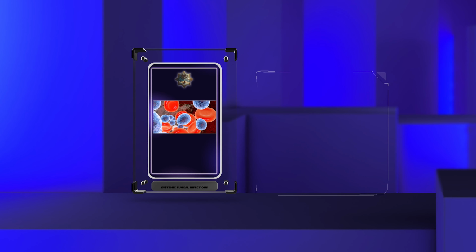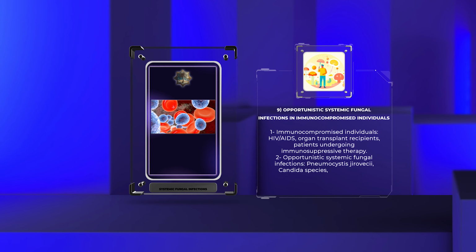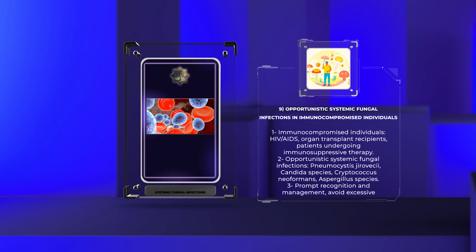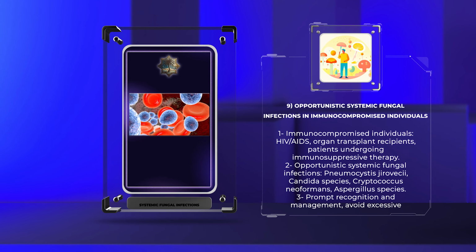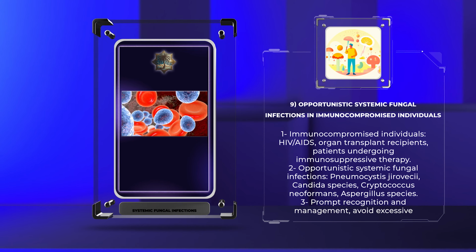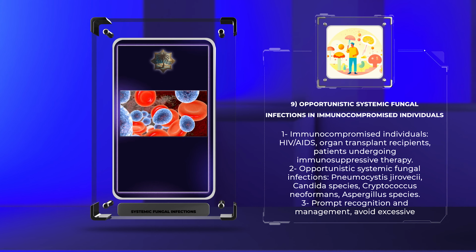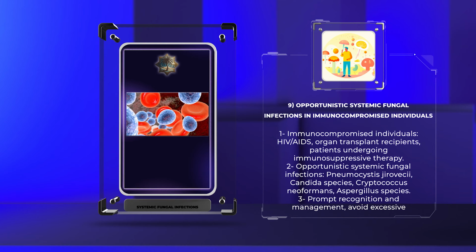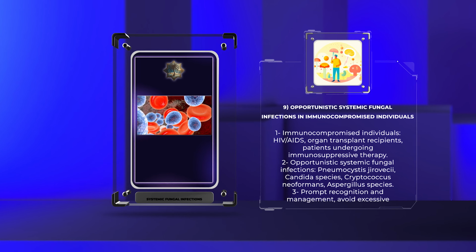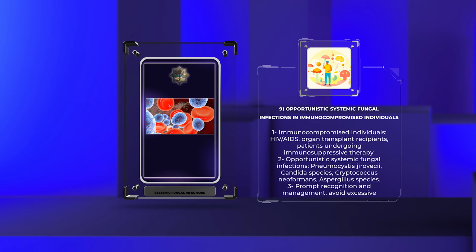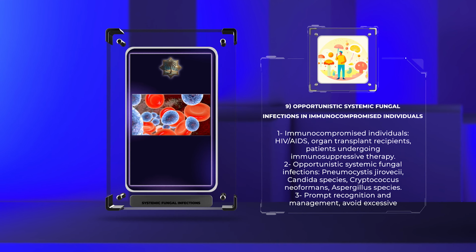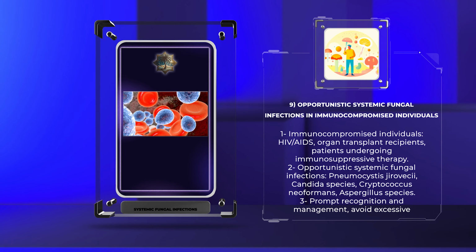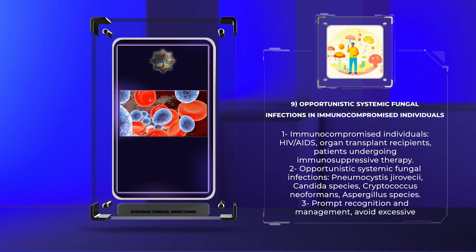Immunocompromised individuals, including those with HIV/AIDS, organ transplant recipients, and patients undergoing immunosuppressive therapy, are susceptible to opportunistic systemic fungal infections. These infections can be caused by various fungal pathogens, such as Pneumocystis jirovecii, Candida species, Cryptococcus neoformans, and Aspergillus species. Prompt recognition and management of these opportunistic infections are crucial to avoid excessive morbidity and mortality in this vulnerable population.